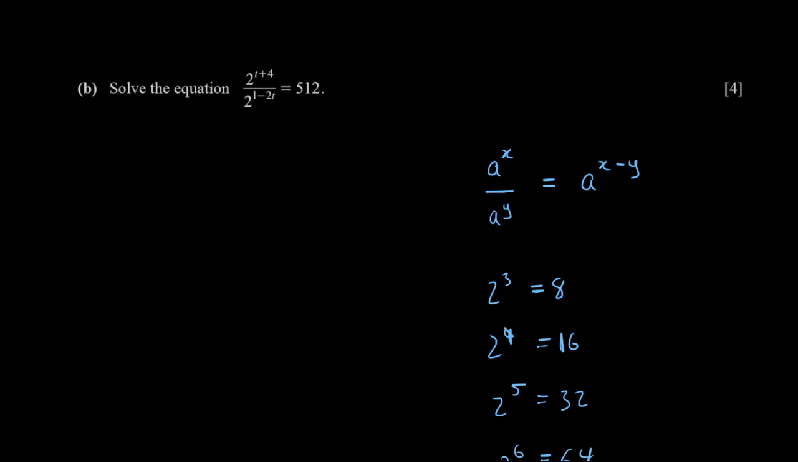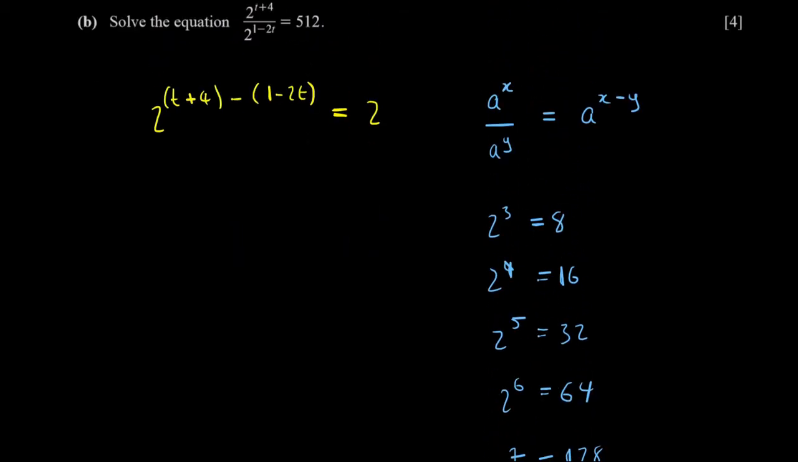All right, then, how can we do this? Well, first thing is we use this rule over here. So I'm going to subtract the powers. So I get 2 to the power of t plus 4 minus 1 minus 2t. I subtract the whole thing, and remember, put it in brackets, because you want to remember you've got minus 2t. That's a common error, and that's going to be equal to 2 to the power of 9, wasn't it? 2 to the power of 9.